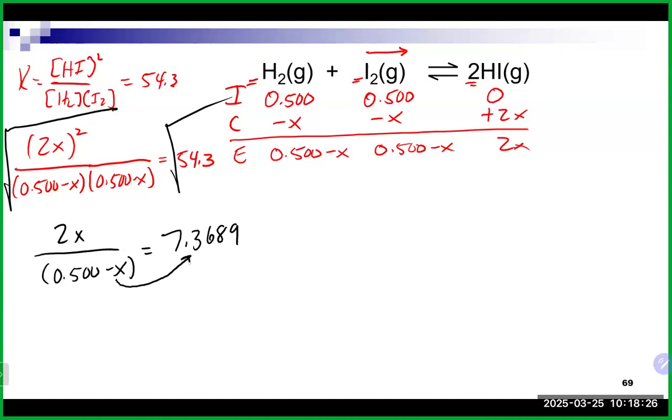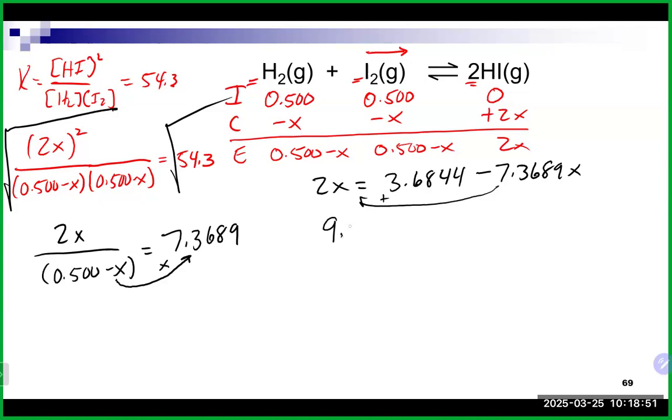So we're going to multiply this to the other side. That will give us 2x is equal to 7.3689 times 0.5, which is 3.684, and that's going to be minus 7.3689x. We want to get our x's to the same side, so I'm just going to bring this guy over by adding it to the other side. That's going to give me 9.3689x equals 3.6844. And one last move here, a little dividing action.